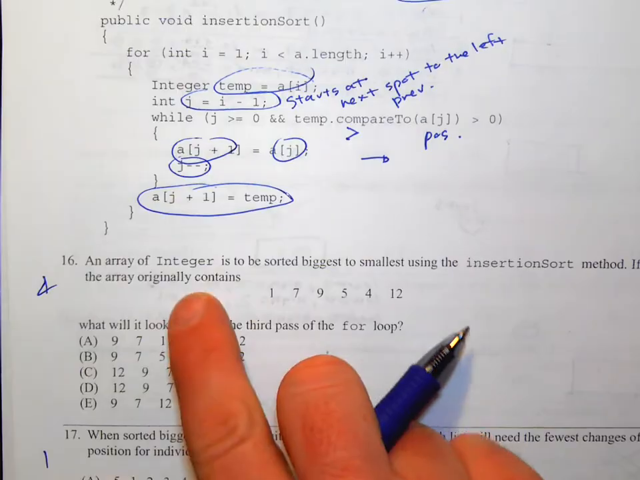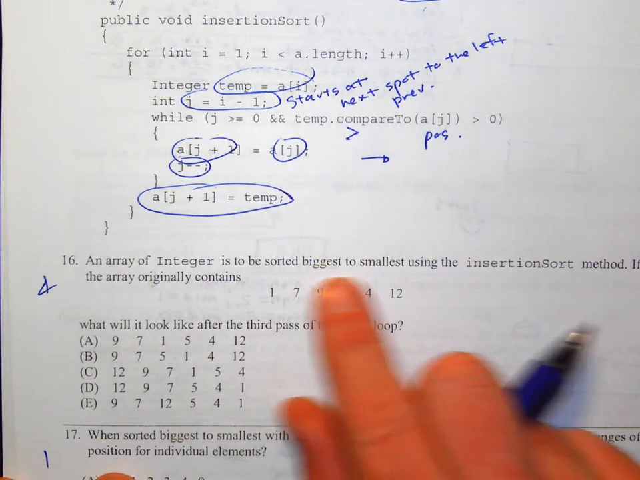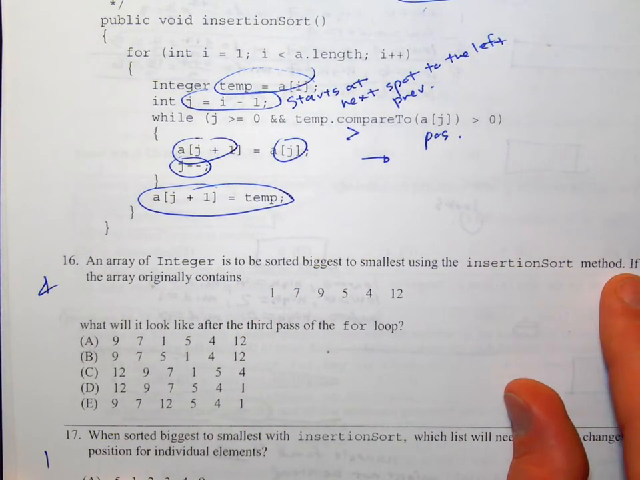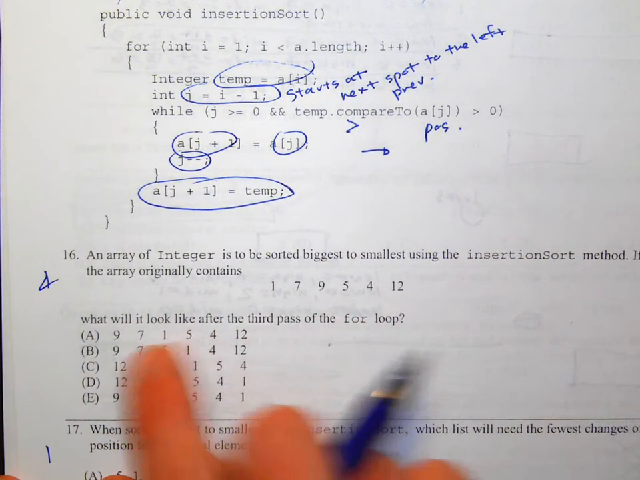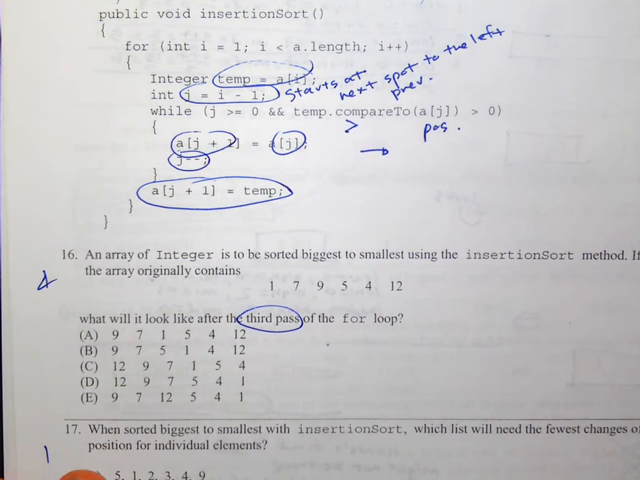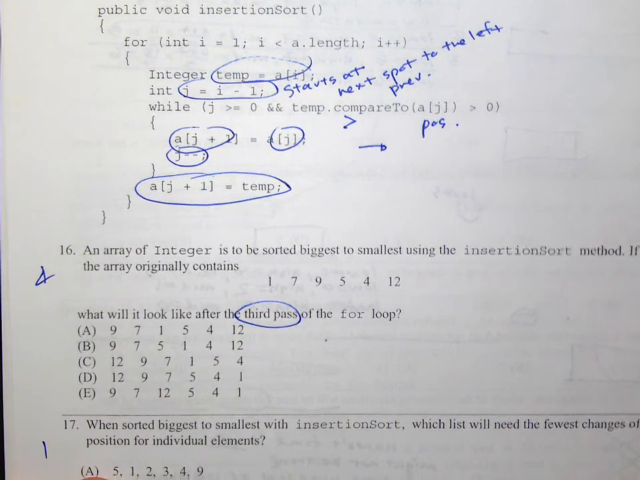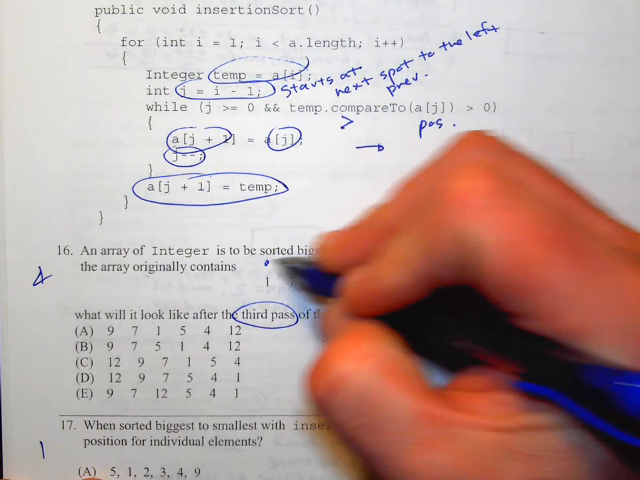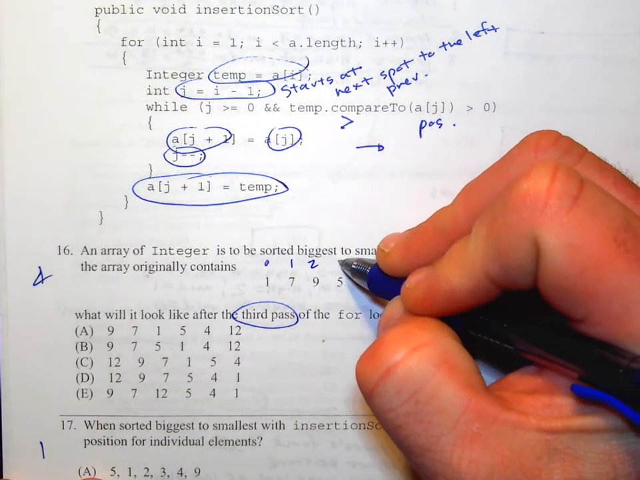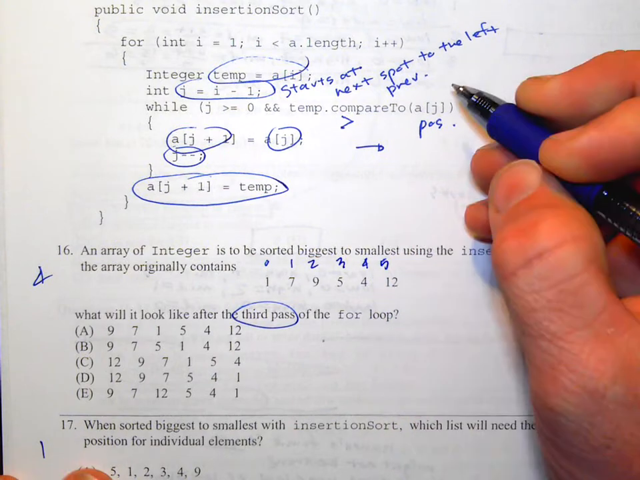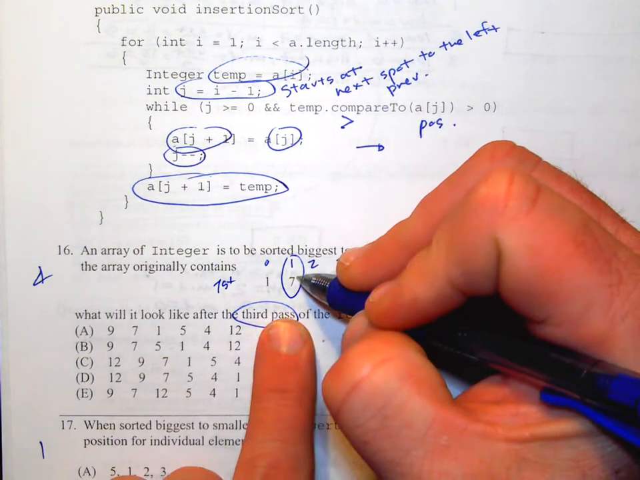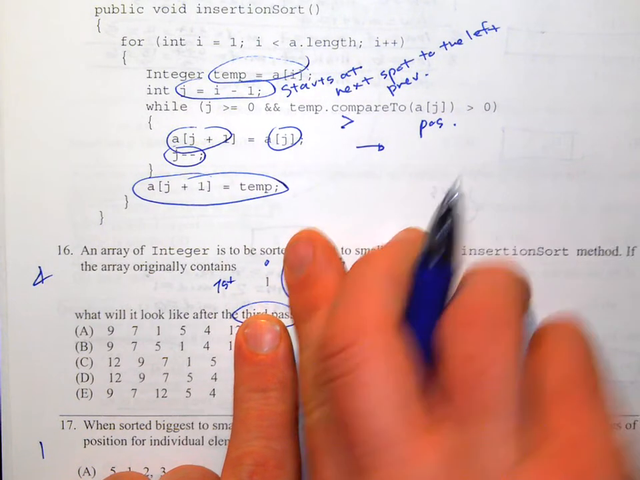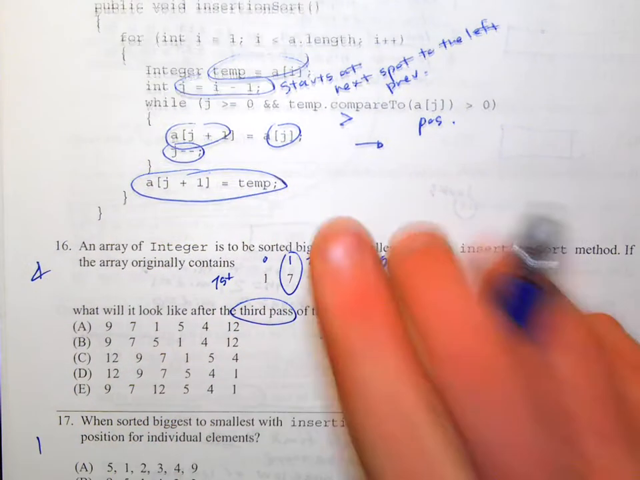So here it says an integer array is to be sorted biggest to smallest using the insertion sort method. If the array originally contains 1, 7, 9, 5, 4, 12, what will it look like after the third pass? So the first pass, the indices are 0, 1, 2, 3, 4, 5. And the first pass just looks at this spot. We skip the first one. Like I said, that one's already going to be sorted on its own at that point.